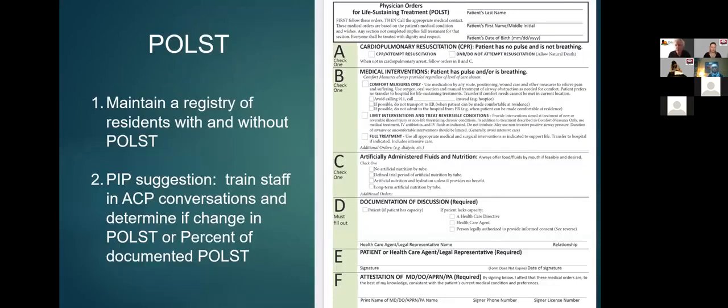And this is just an example. I'm sure everybody has seen the POLST. If not, this is what it looks like. They're pretty much the same from state to state. May have different colors or things, but these were all established quite a while ago as the patient preferences for life-sustaining treatment. And what I think would be recommended, and again, this could perhaps be a PIP, is to maintain a registry of residents with and without the POLST. And then again, the idea being that after training staff in advanced care planning conversations, and having them interact with the residents, you can see whether you can increase the percent of documented POLST completed forms. Okay, next slide, please.